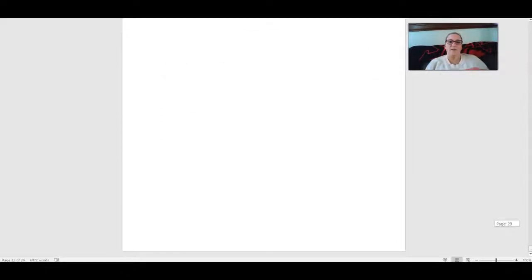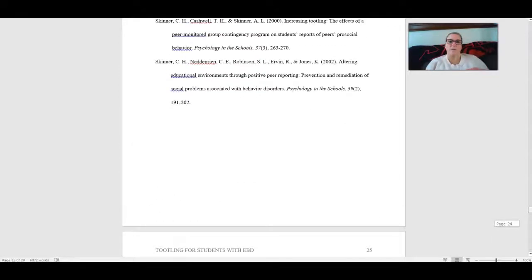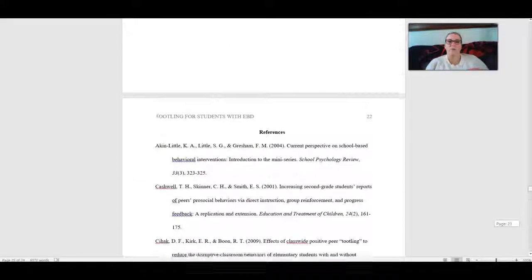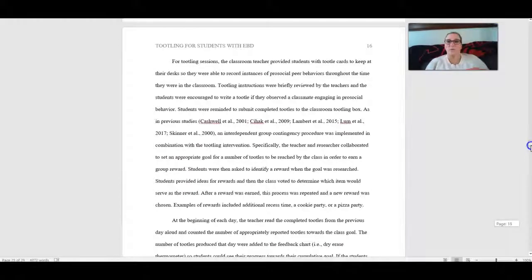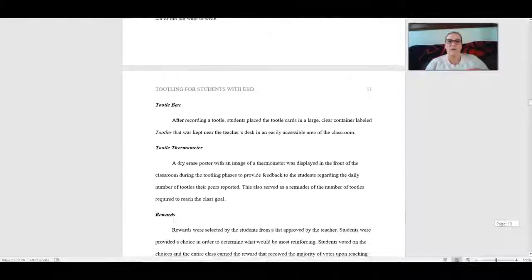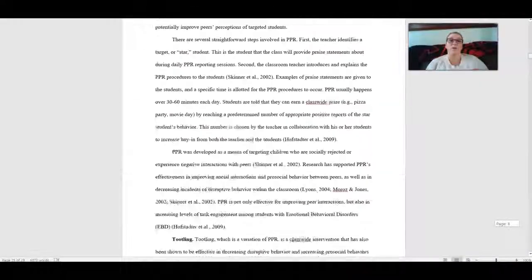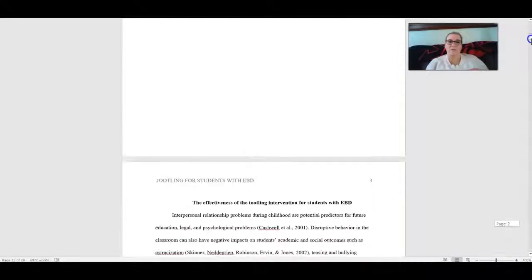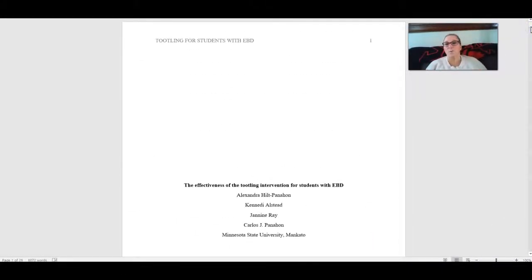So that is a walkthrough of an APA formatted research paper manuscript and the format that you will be using. Again, for SPED 600, you're just doing those first few sections and the reference list, but you will complete the full paper for 610 and 694.